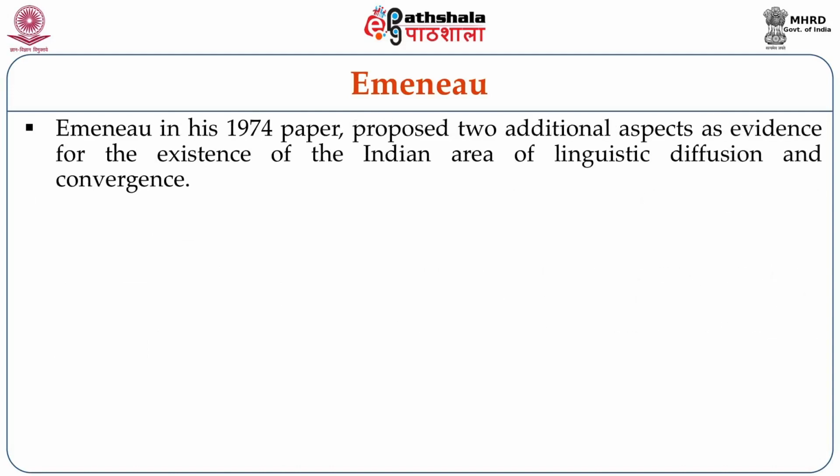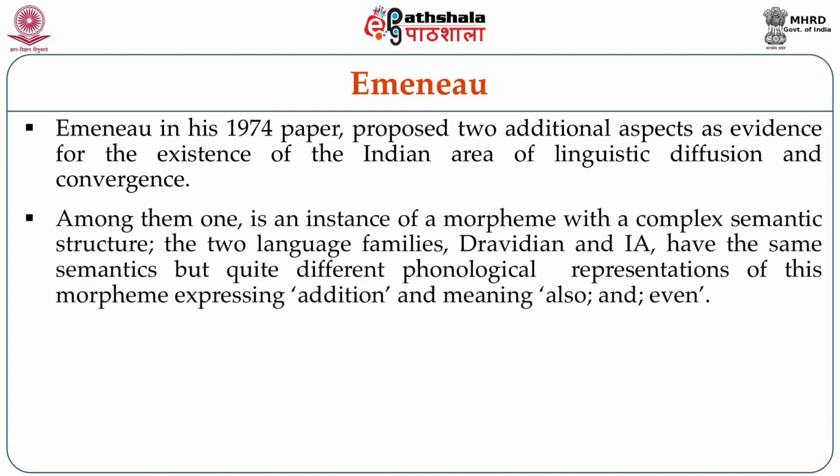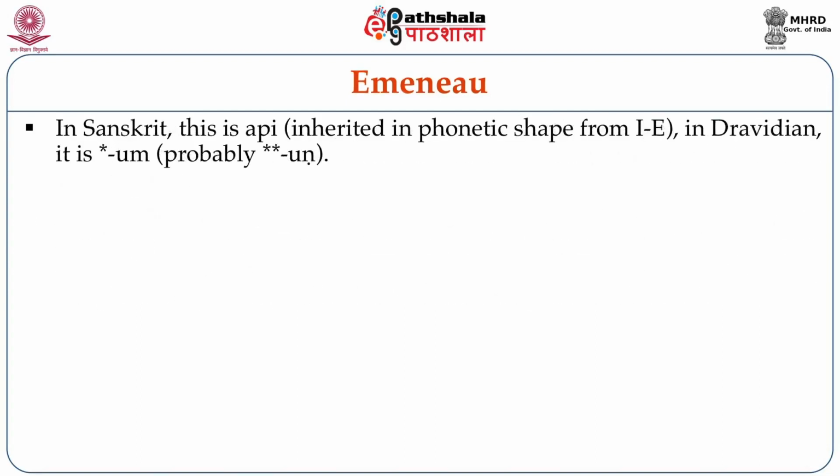MNO, in his 1974 paper, proposed two additional aspects as evidence for the existence of the Indian area of linguistic diffusion and convergence. Among them, one is an instance of a morpheme with a complex semantic structure. The two language families, Dravidian and Indo-Aryan, have the same semantics but quite different phonological representations of the morpheme, expressing addition and meaning "also" and "even." In Sanskrit, this is api, inherited in phonetic shape from Indo-European. In Dravidian, it is probably um.